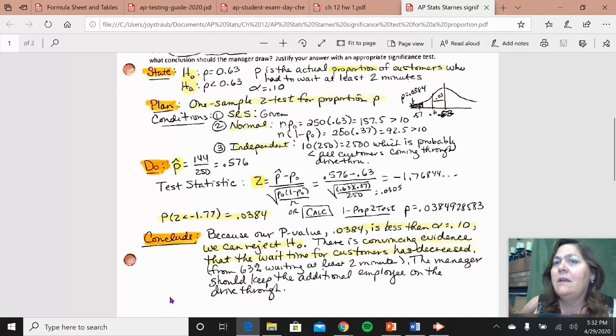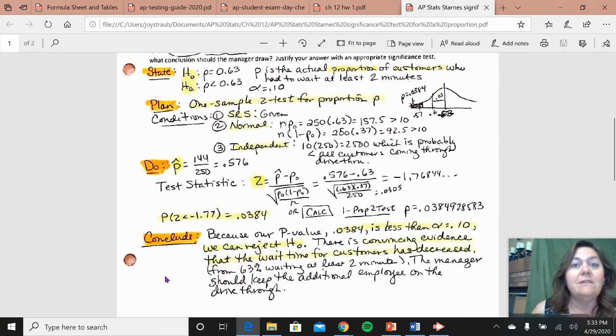Okay. Then your conclusion: since our p-value is less than 0.10, we're going to reject H0. We have statistically significant evidence that the wait time for our customers has decreased. We can accept the Ha since we're rejecting the H0. From 63%, we're going down from that. So the manager should keep that additional employee on the drive-through. That's my added piece of conclusion there, because that's what the manager is trying to decide.